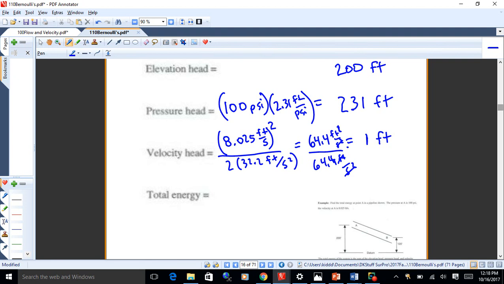So you just take whatever the velocity is in feet per second, you square it, and you divide it by 64.4. That's about what you do there to get the velocity head, as it's called.